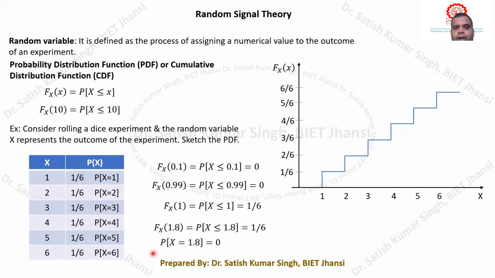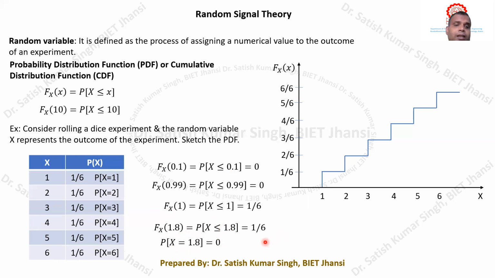Now if you write the probability that x equals 1.8, again this value is 0. You try to understand the difference between the two. Here we are writing the probability that x is exactly 1.8. Now x can never assume the value 1.8, because 1.8 is not a possible outcome of rolling a dice, and therefore the probability of x equals 1.8 is 0. But when we calculate the probability distribution function, it represents x less than or equal to 1.8, and because 1 is less than 1.8, this probability comes out as 1 by 6.